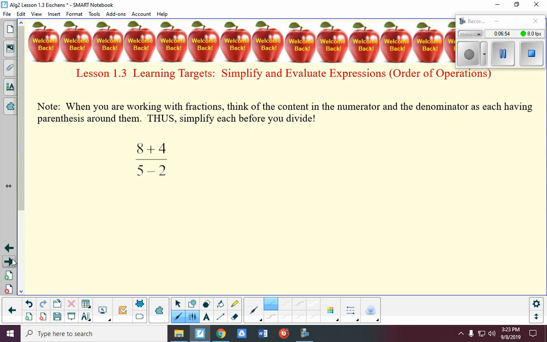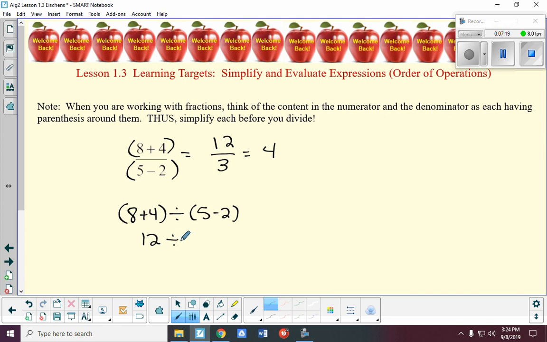All right, when you're working with fractions, think of the content in the numerator and the denominator as each having parentheses around them. So thus you simplify each before you divide. So this is the same as if you had 8 plus 4 divided by 5 minus 2. So that would give you 12 in the numerator over 3, which is 4. This would be 12 divided by 3, which is 4.